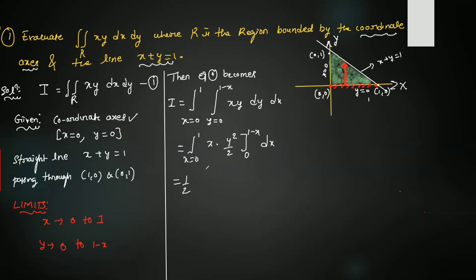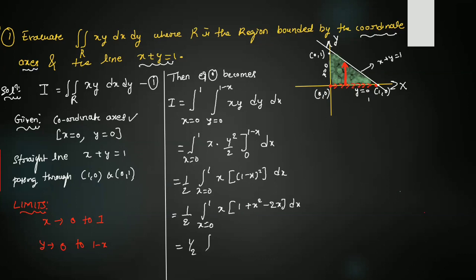Keep 1 by 2 outside, integral of x from 0 to 1. Keep x as it is. If I substitute 1 minus x in place of y, I get 1 minus x the whole square, and if I substitute 0, it is 0. So 1 by 2 integral from 0 to 1 of x times (1 plus x square minus 2x) dx, since it is (a minus b) the whole square. Now multiply x inside: x into 1 is x, plus x cube, minus 2x square.